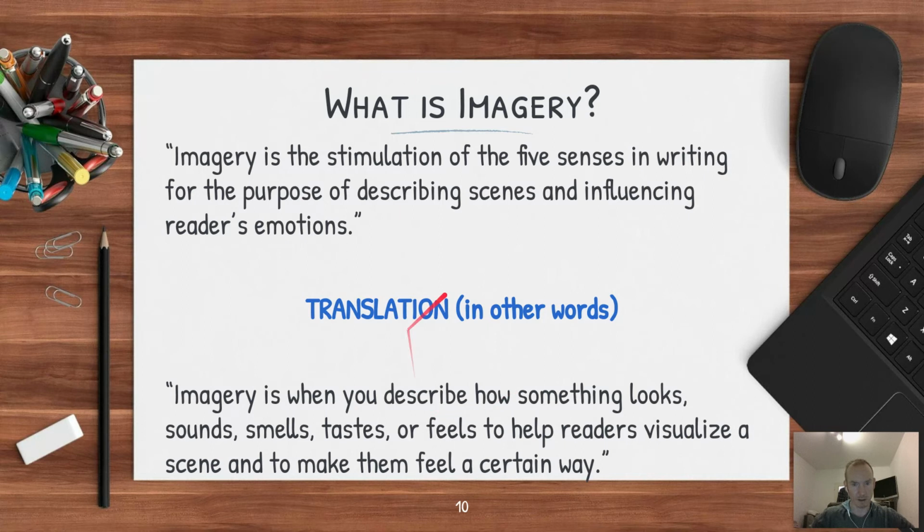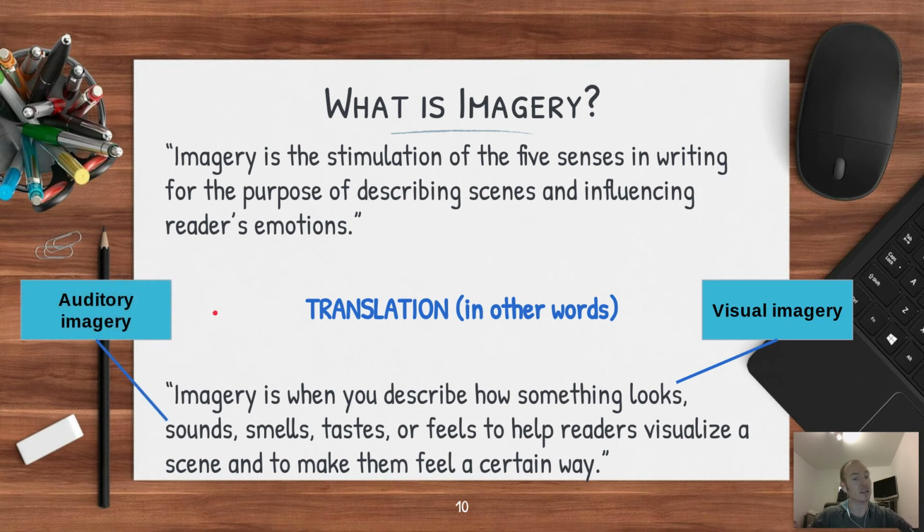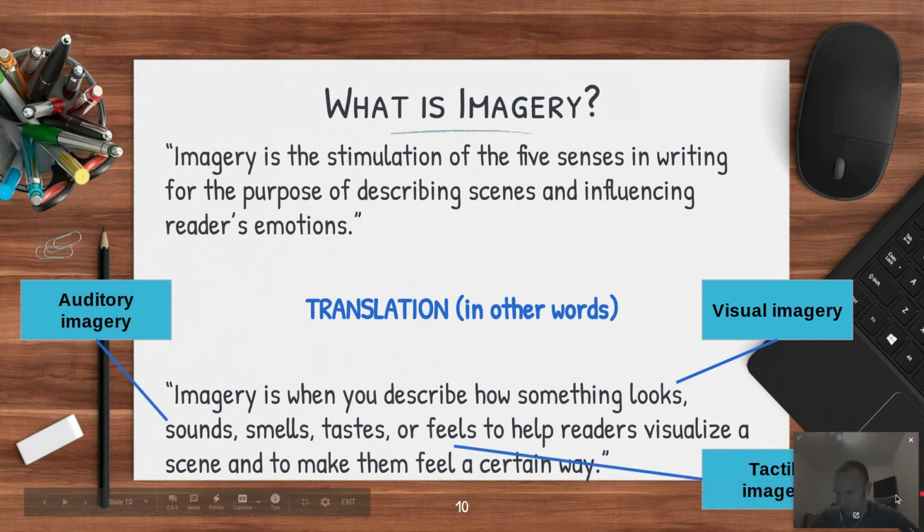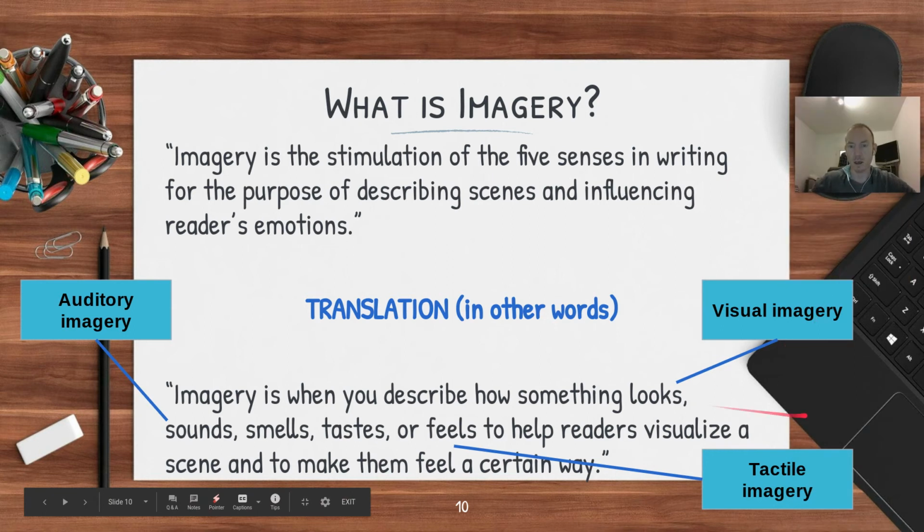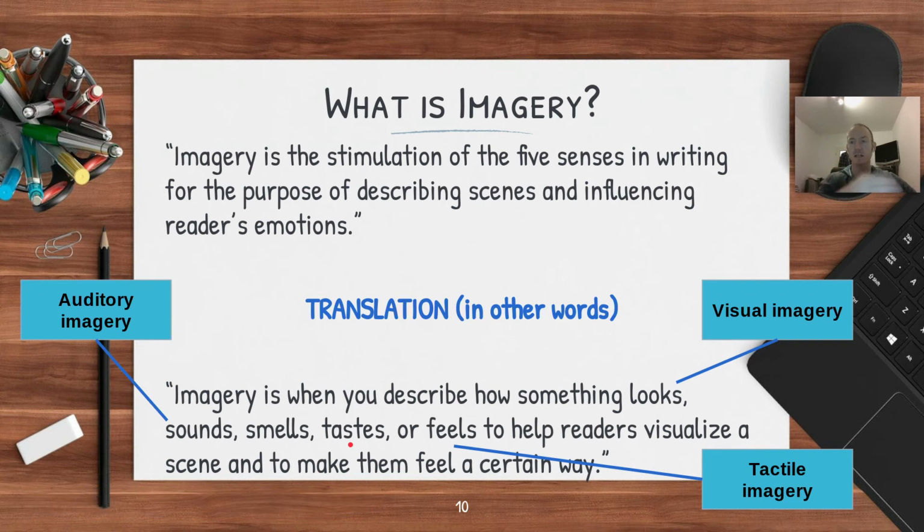When you're talking about those specific types of imagery, when you talk about how something looks, it's called visual imagery. Talk about how something sounds, it's auditory imagery. When you talk about how something feels, like against your skin, that's called tactile imagery. Typically, when we talk about how something smells or how something tastes, we just kind of describe it as such. It smelled like this or it tasted like that.